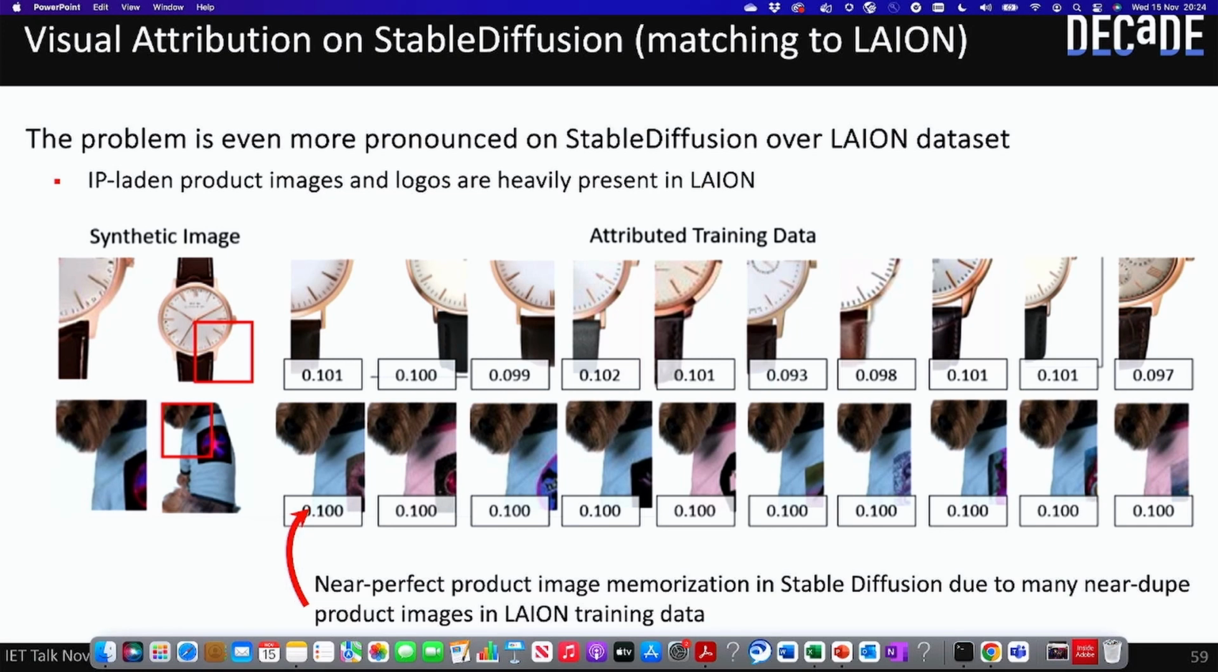And you can see that here, actually, the model, the synthetic image, bears a striking resemblance to the training data that has been identified by the system. It's basically memorized the training data. This is what happens if you have lots of near duplicates in a training set, it tends to get memorized.